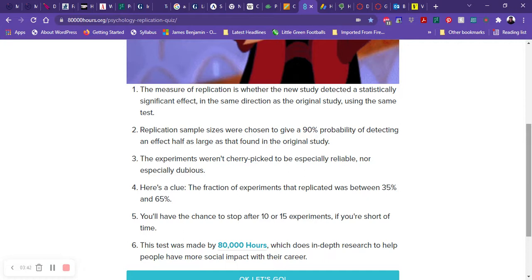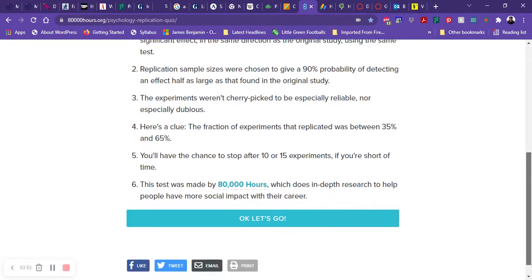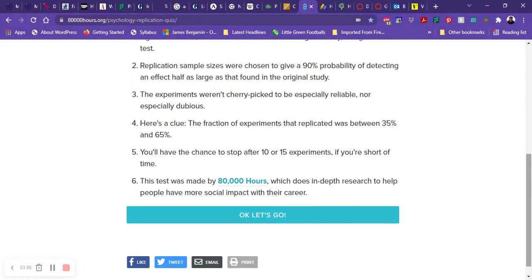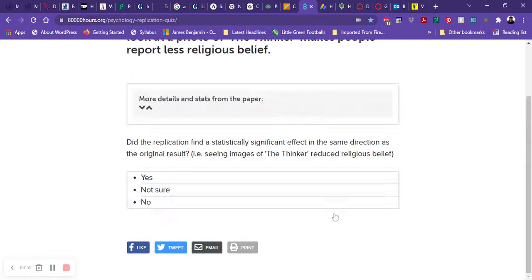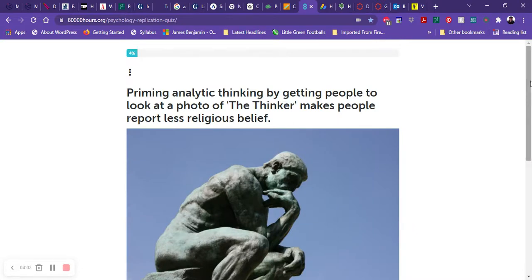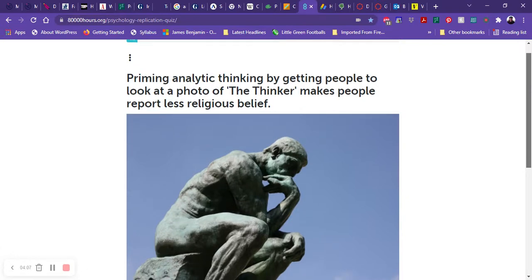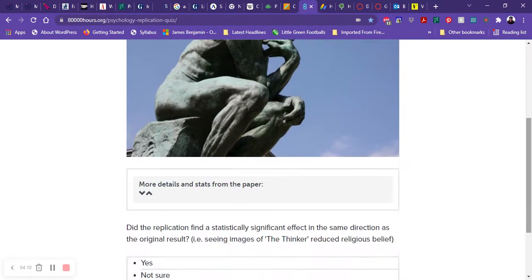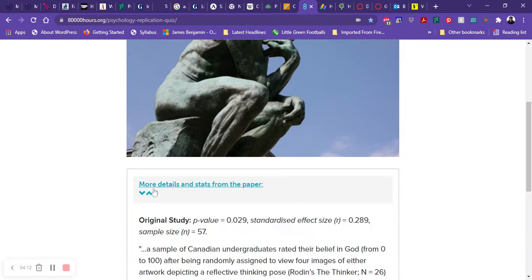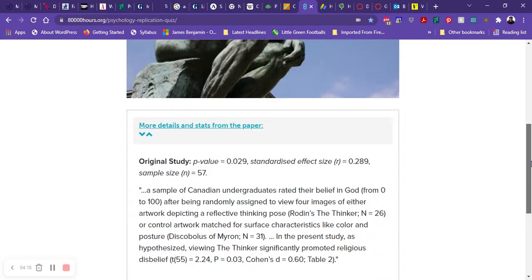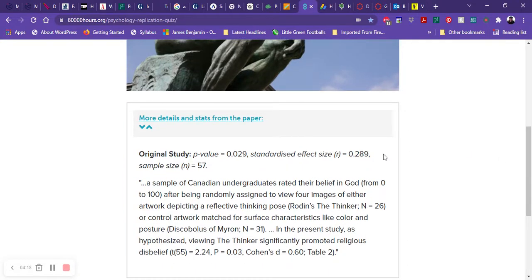So my hope is that this does actually get you to think a little bit about your own cognition and metacognition, and maybe even some of your own biases. I know it certainly influenced mine a good deal. So, and this just gives you some idea. Okay, so this says priming analytic thinking by getting people to look at a photo of the thinker makes people report a less religious belief. And then you can get more details if you want. It tells you the p-value, tells you the standardized effect size here, and the sample size.